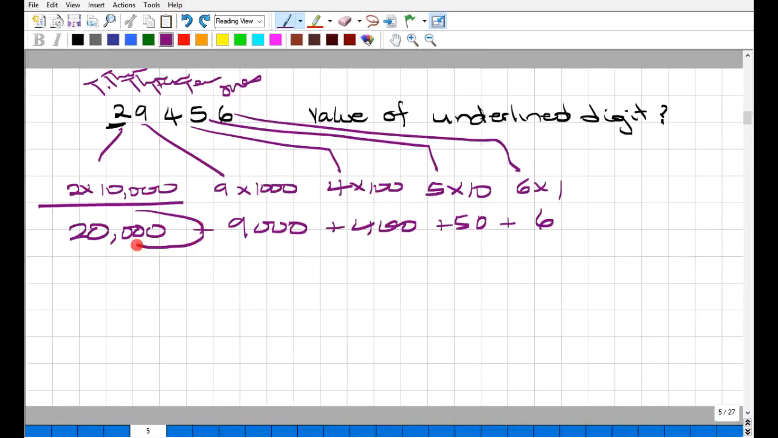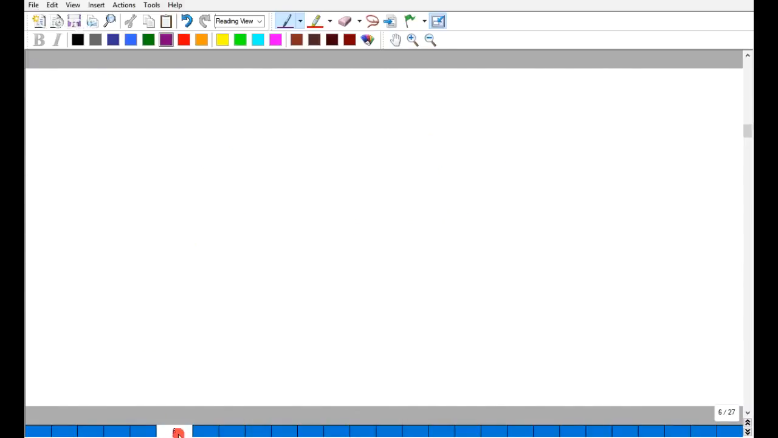We're looking for the 20,000 because that's the underlined digit here. All right. Yes, sir. What type of problem is that? Sir, expanded notation. Okay. And place value. Yes, sir.